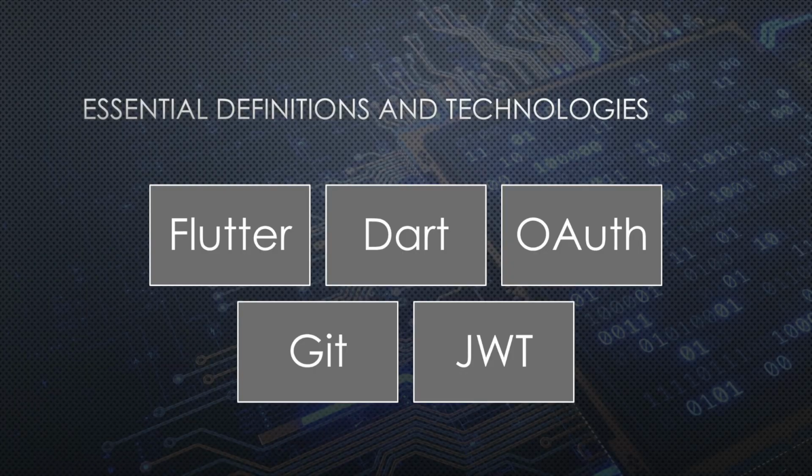Specifically to do this, we're using Flutter Dart for our UI, as well as for connecting to JS and Flask, which we'll go over in a minute here. Then we have OAuth, which is used for Apple Music and Spotify authentication. We have Git, which is used for version control. And then we have our JSON Web Token, which is specifically used for Apple authentication.